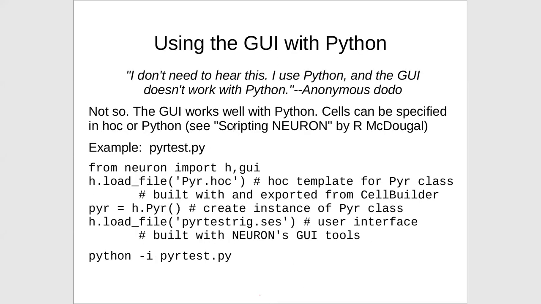All right, here's a page of debunking gripes about the GUI. The GUI does work well with Python, and the cells that you're exploring under the GUI could be specified in Hoc or Python. They don't have to be specified just in Hoc. So, for example, let's say we have a bit of source code here in a file called puretest.py, and this is in Python.